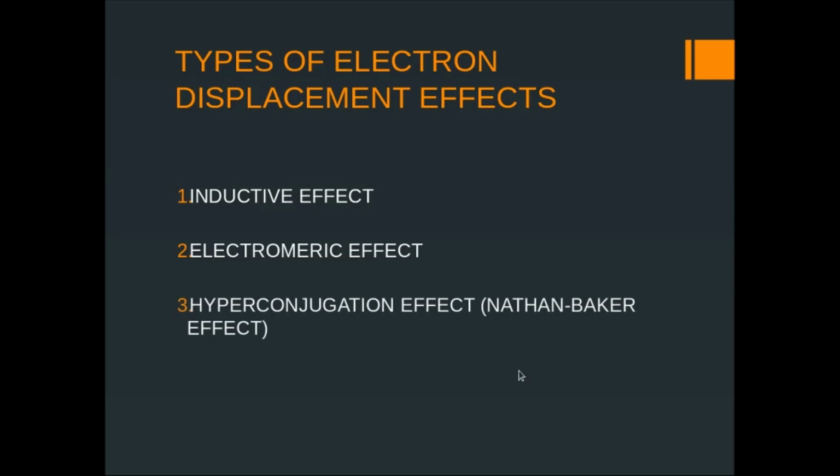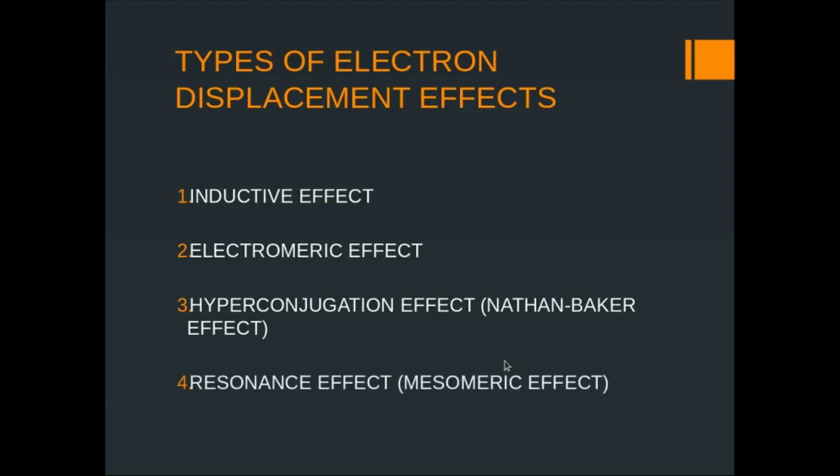Next is the hyperconjugation effect or Baker-Nathan effect. Here we mainly see that a pre-existing bond will break to give stability to the molecule. Generally a carbon-hydrogen bond breaks, and the bonded electrons get incorporated into the pi electron system and stabilize the molecule by delocalization.